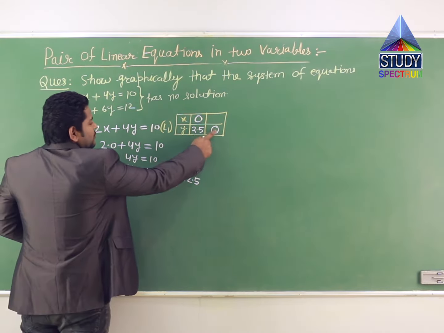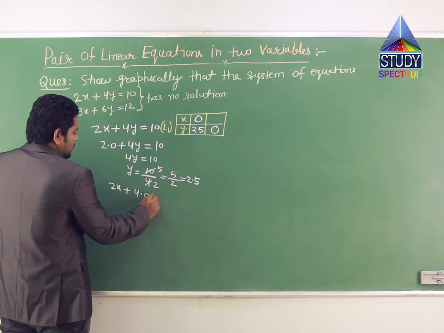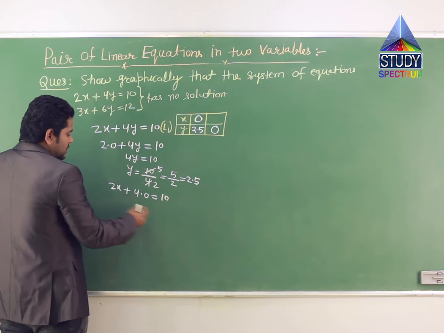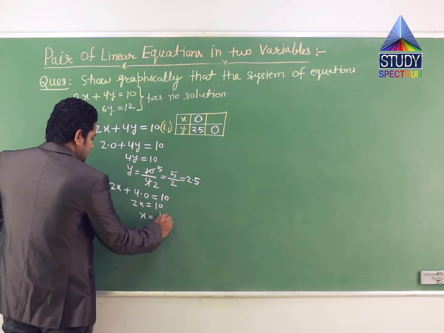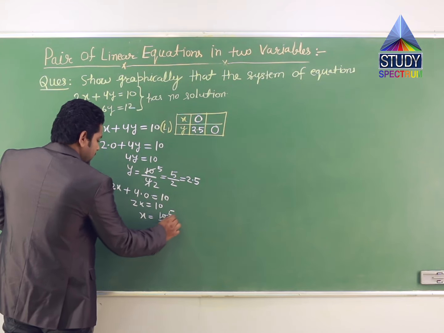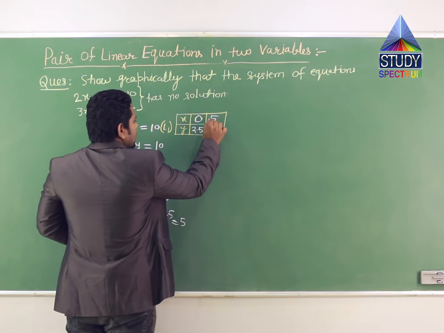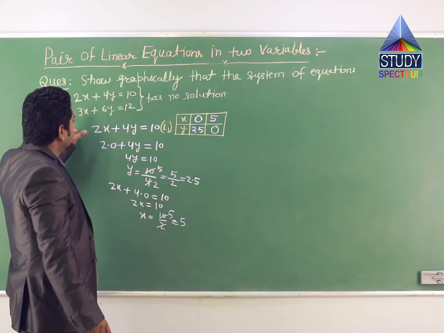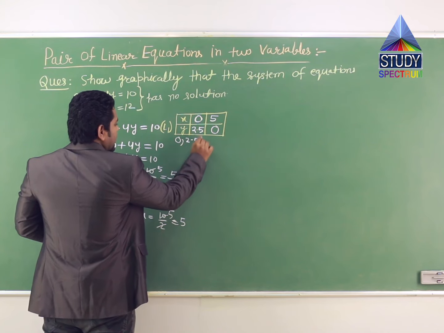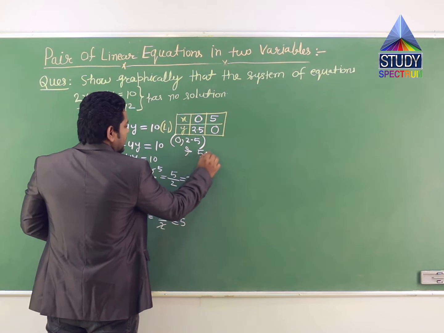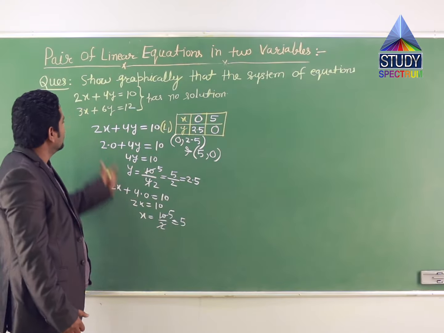Now for getting the second point, we'll substitute y equal to 0. So 2x plus 4 into 0 equal to 10. 4 into 0 is 0, so 2x plus 0 is 2x equal to 10. So x will be 10 by 2, which is 5. Now for the first line we have got 2 points: 0, 2.5 and 5, 0. Now go for the second line.